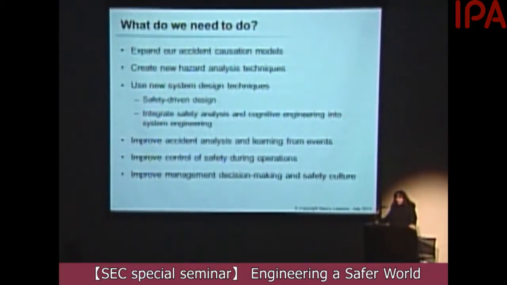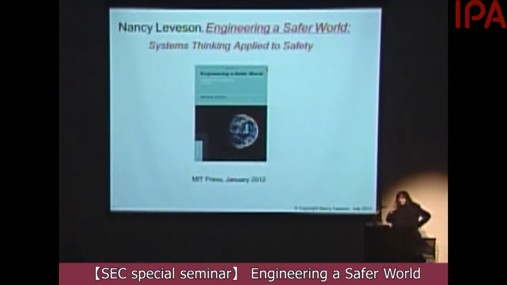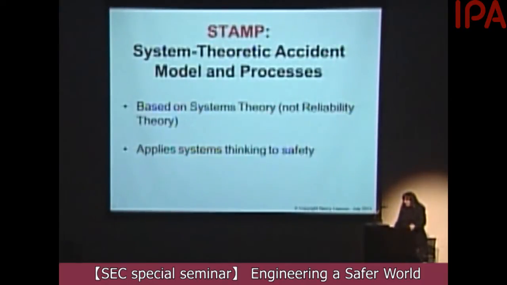And I'll talk more about all of these. We need to improve the control of safety during operations. And we need to improve management decision-making and safety culture. And I wrote a book about all these topics, Engineering a Safer World, which has not been translated into Japanese, but I understand it's in the process. It's in Chinese already. And I'm going to talk about a few things in this book.